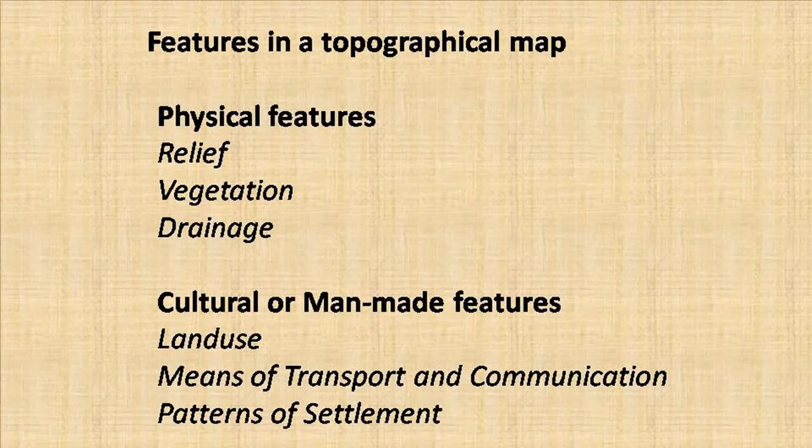topographical maps represent the physical and man-made features of a small area on a large scale. The following features are present in a topographical map. The physical features include relief, vegetation, and drainage. Cultural or man-made features are land use, means of transport and communication, and pattern of settlement, which are present in a topographical map.